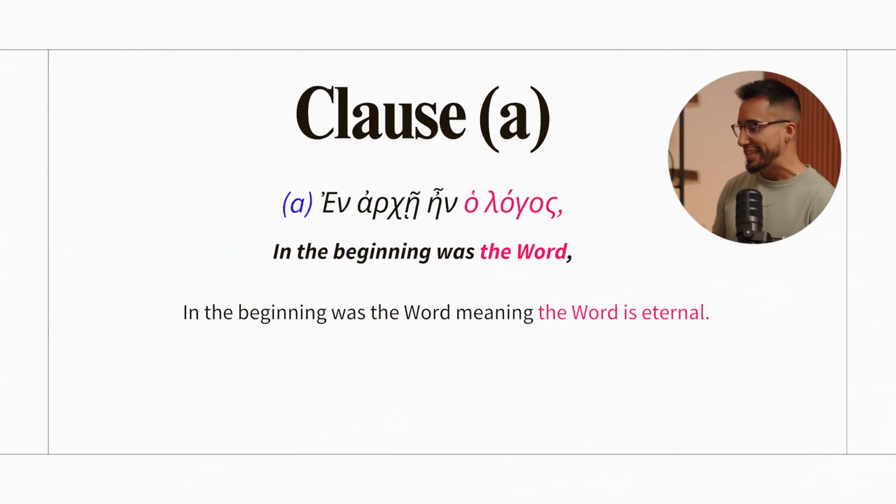Clause A, "In the beginning was the Word." So in the beginning was the Word, meaning that the Word is eternal. This means that no matter how far you want to push back the beginning, the Word has already been in existence because the Word is eternal. Very simple, very straightforward.